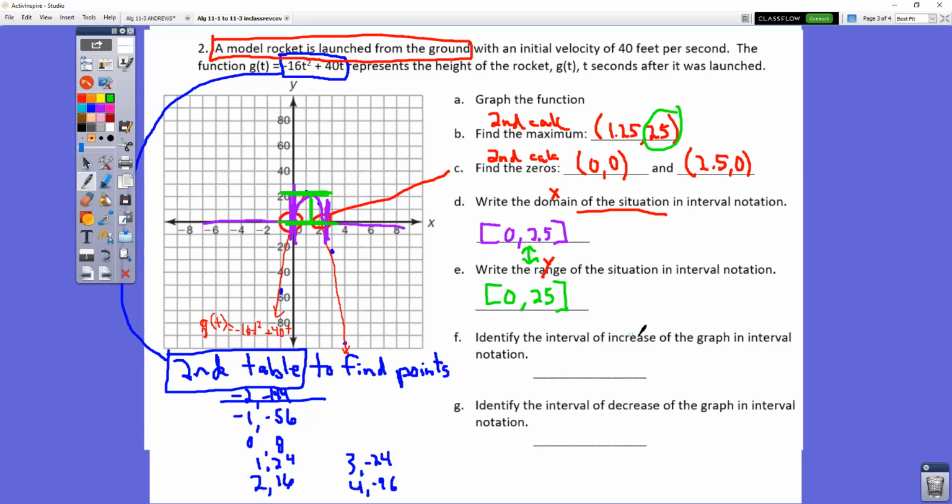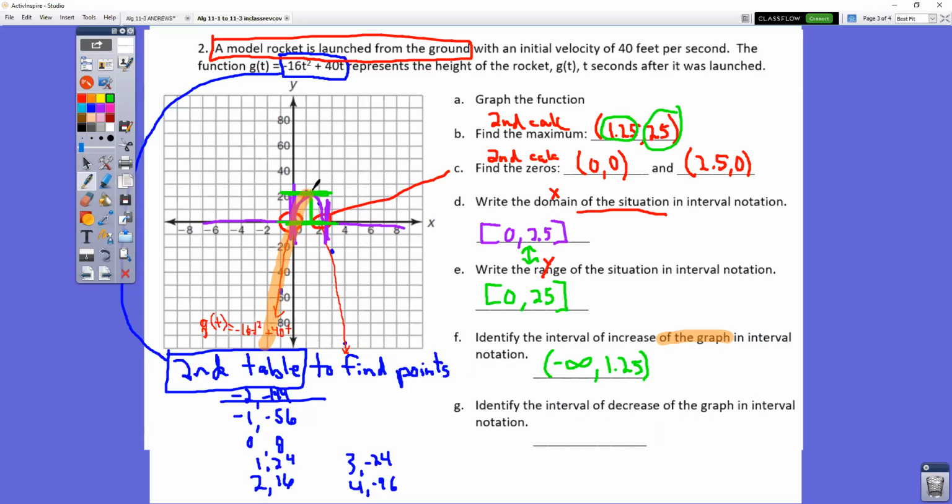Letter F says identify the interval of increase of the graph. Notice that it says of the graph. It doesn't say of the situation. So increasing, as we go from left to right, it's going higher, higher, higher until it reaches the max. So it is going from negative infinity all the way to 1.25. Where am I getting that 1.25 from? I'm getting that from the max. That's how many we go over to get to the max.